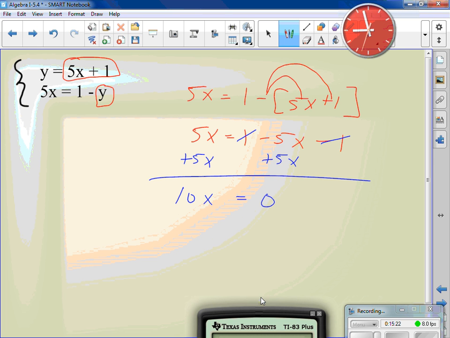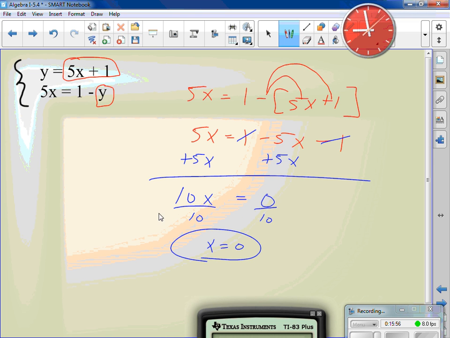What do I do now to solve? Divide by 10. What's 0 divided by 10? X is 0. I actually get an answer here. Coming around, I saw a lot of you had 5x equals negative 5x and wrote consistent dependent. Is 5x equal to negative 5x? Are they the same exact thing? No. They have to be completely identical. Just because there's a 5 and a 5 doesn't mean it's the same.